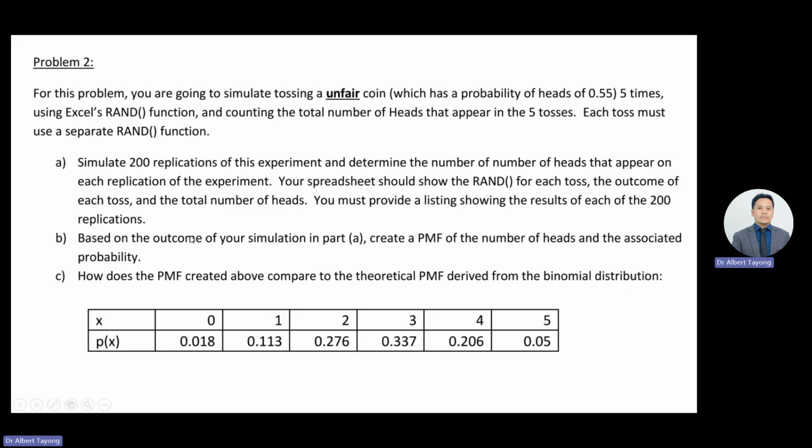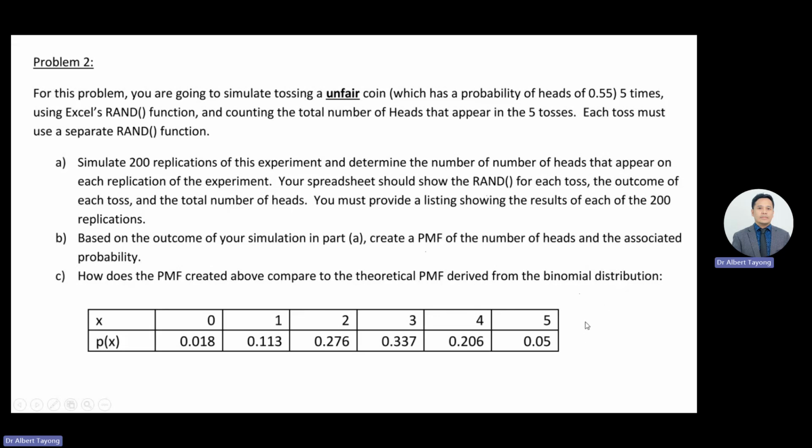Based on the outcome of your simulation in part A, you're going to create a PMF, which is the probability mass function of the number of heads and the associated probability. After which, you need to compare how the PMF created above compares to the theoretical PMF derived from the binomial distribution. It means using the formula of the binomial distribution.